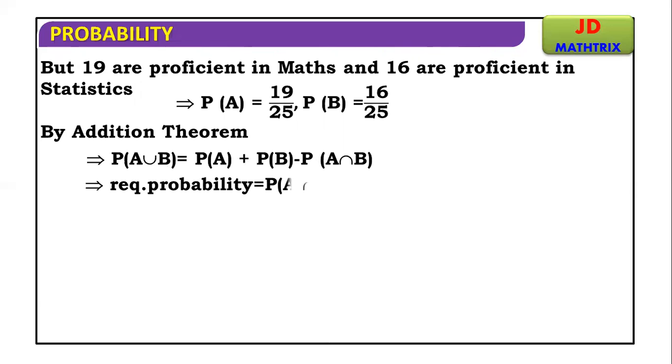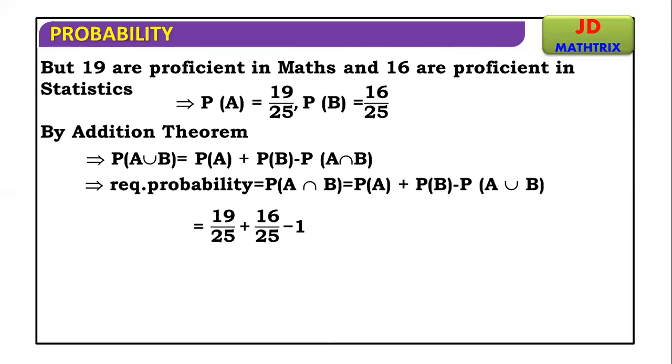So the required probability is P of A intersection B, which is equal to P of A plus P of B minus P of A union B. That is 19 by 25 plus 16 by 25 minus 1, or you can write 25 by 25. By taking the LCM, 25, we get 19 plus 16 minus 25. So 19 plus 16 becomes 35, minus 25, that is 10 by 25, that is 2 by 5. So that is the required probability.